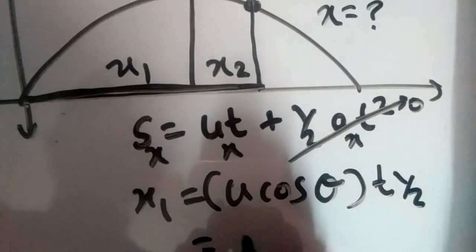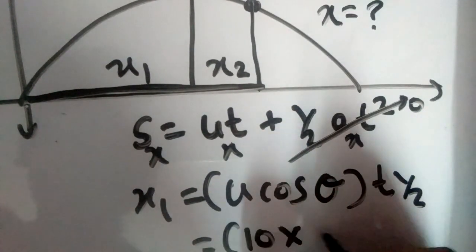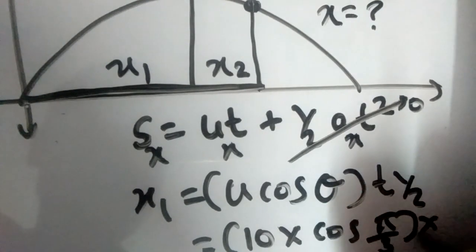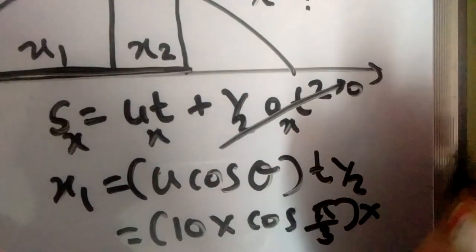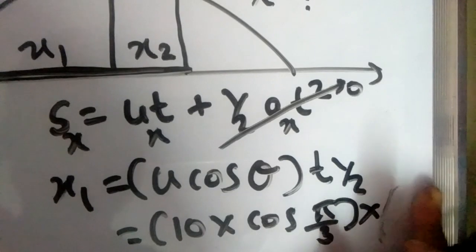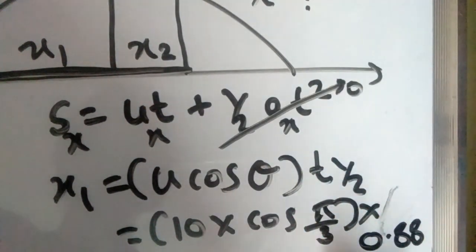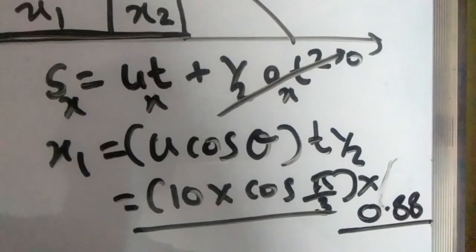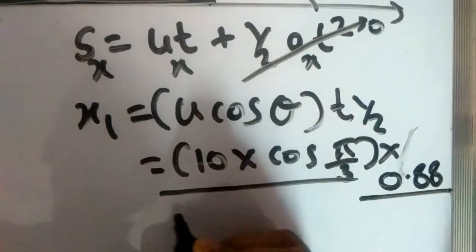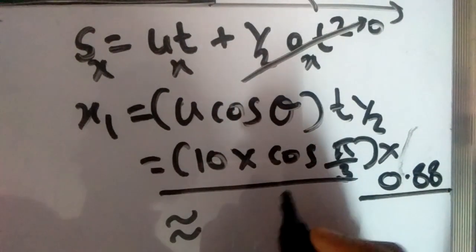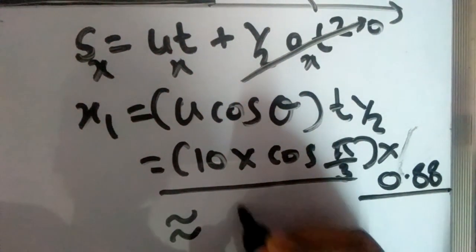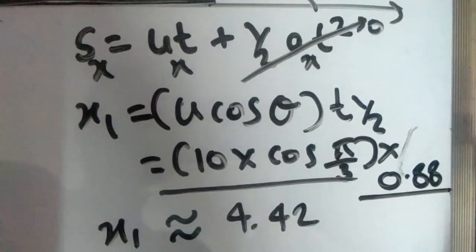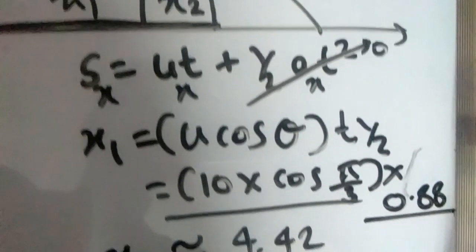Now put the values: u is 10, cos of theta, where theta is pi by 3, and t half is 0.88, which we calculated. After multiplying all these three numbers, you will get x1 nearly around 4.42. So we got our first distance, which is x1.